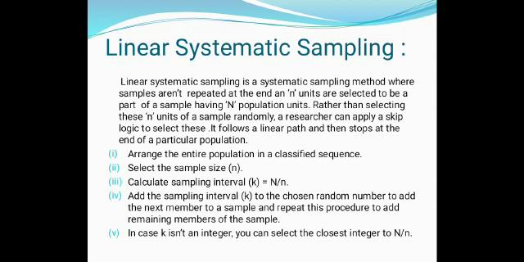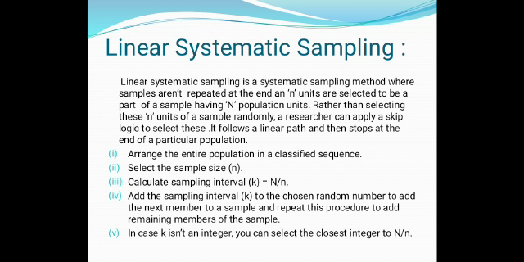Linear systematic sampling. Linear systematic sampling is a systematic sampling method where samples are not repeated at the end. N units are selected to be part of a sample from a population of N units, rather than selecting these n units of a sample randomly. A researcher can apply a skip logic to select these. It follows a linear path and then stops at the end of a particular population.